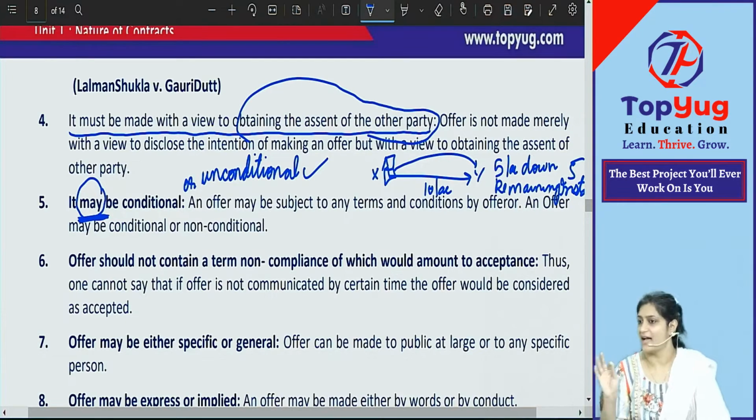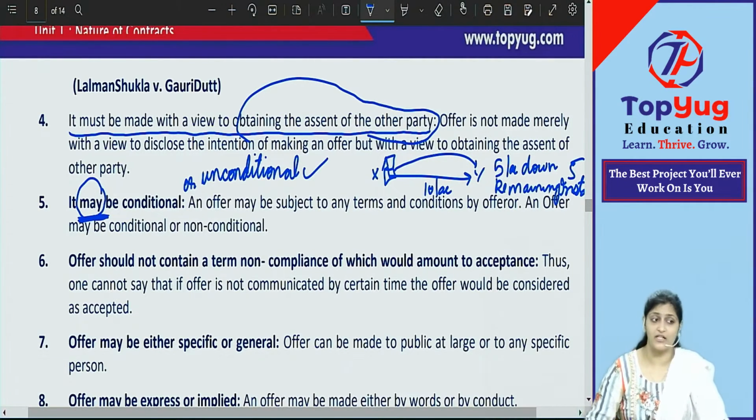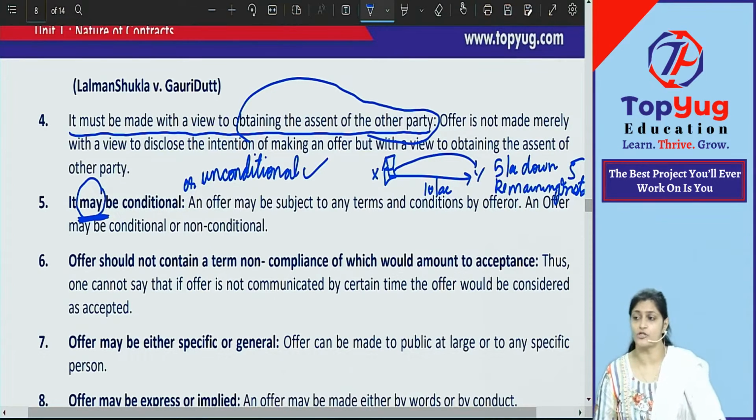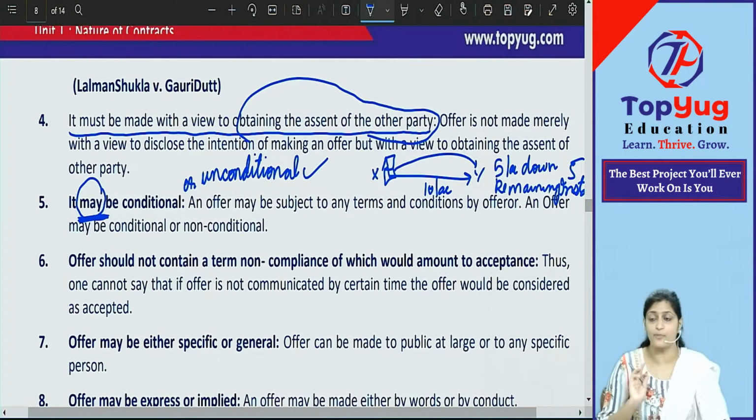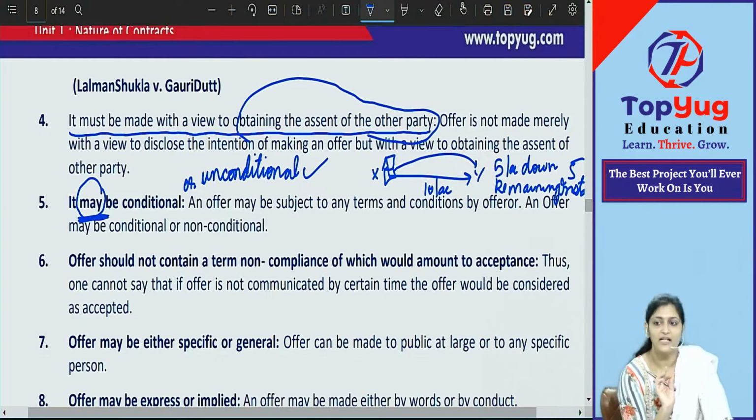No. This we'll see in the essentials of acceptance again, but I just wanted you to relate between both offer and acceptance. That is the reason I told you now. But again, in acceptance, we'll see this point that acceptance can never be conditional. Offer can be conditional or unconditional also, but acceptance should always be unconditional only. Acceptance can never be conditional. That is the reason I always tell you, please think and answer. This is the confusion.